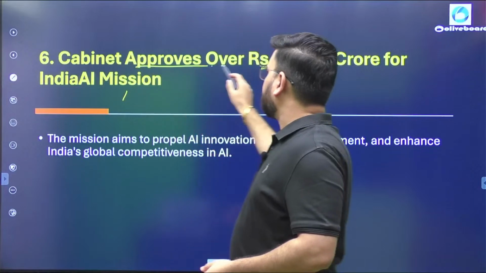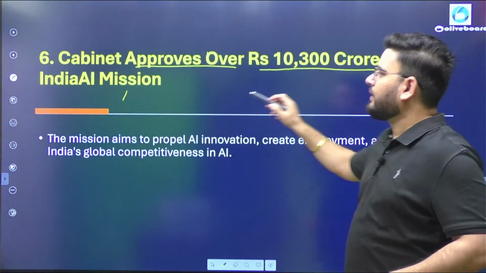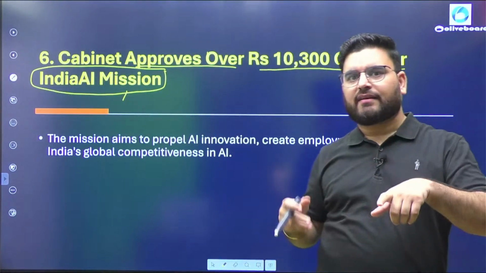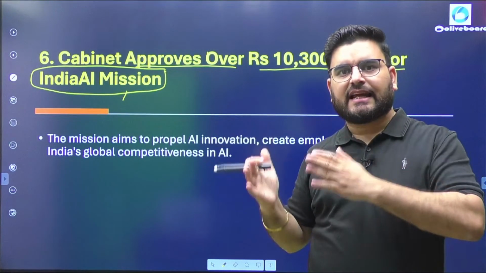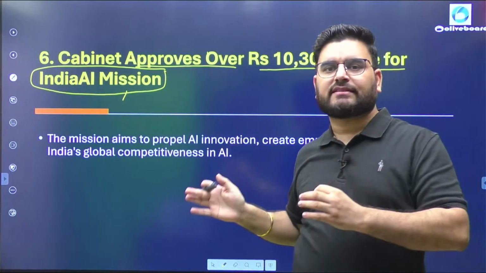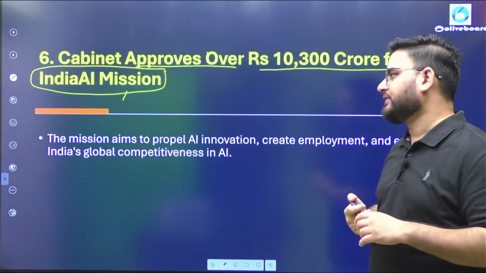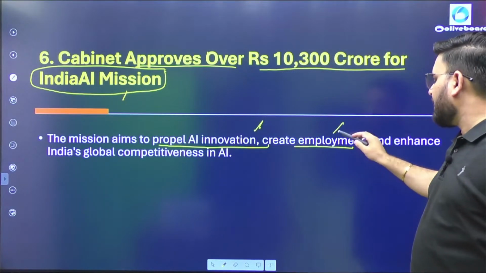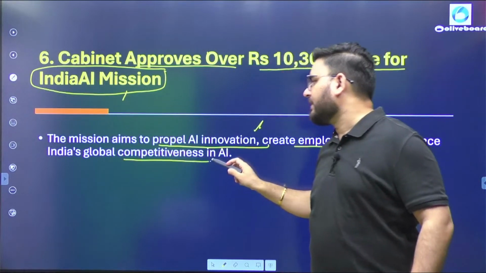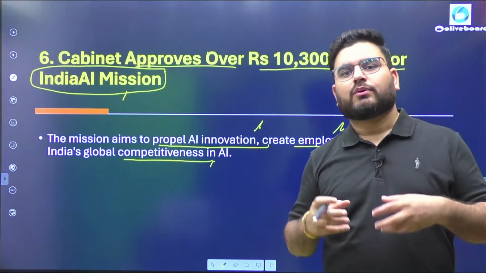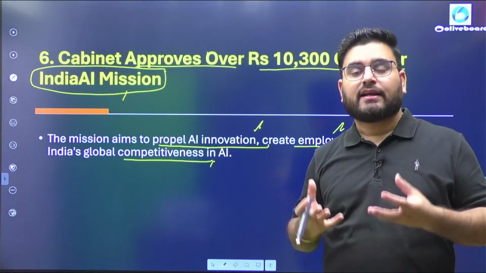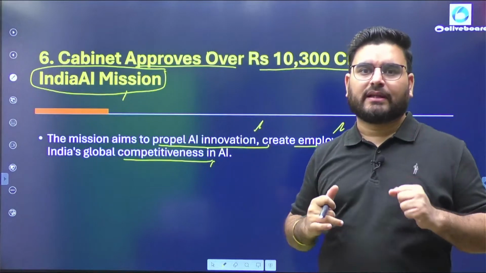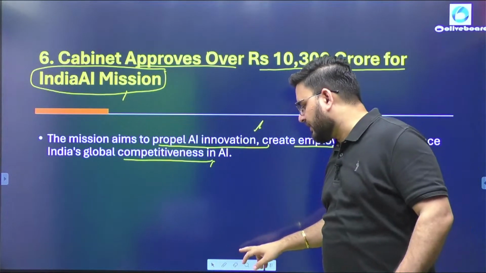Now, the next news was Cabinet approves over 10,300 crore for India's AI mission. Previously, we have seen that Ukraine initiated an AI spokesperson. Similarly, India has its own AI mission. The aim is to propel AI innovation, create employment, and enhance India's global competitiveness. The purpose is to do more and more R&D in AI, to generate employment using AI, and to make India stand out globally. Right? That is the purpose of this mission.